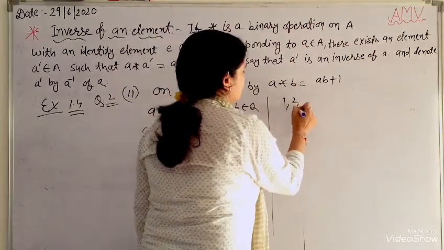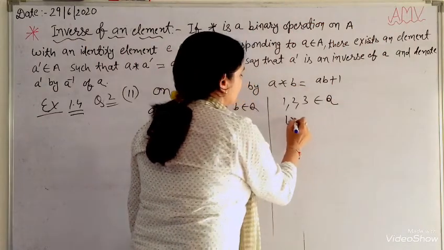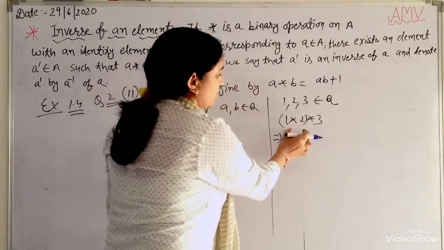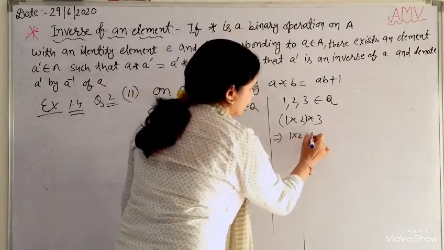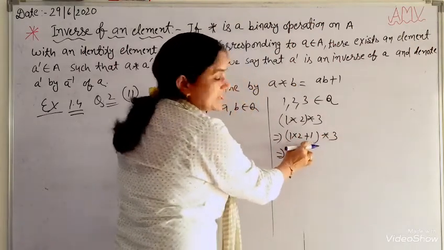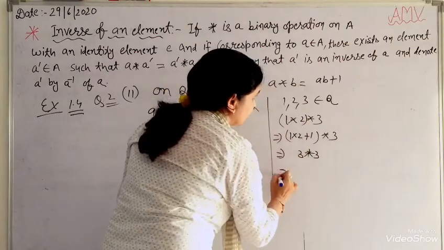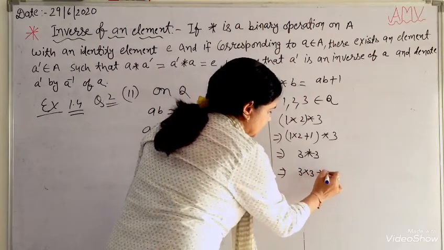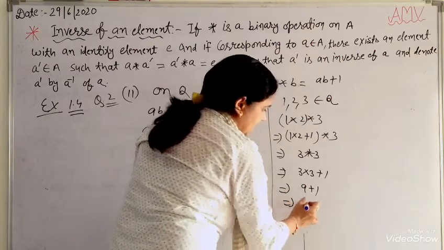Now for associative, take elements, students, and you can take any elements. I am taking 1, 2 and 3 belonging to Q. So (1 star 2) star 3. First, 1 star 2 is 1 into 2 plus 1, 3. We will get 2 plus 1, 3. 3 star 3: now multiply 3 into 3 plus 1. You will get 9 plus 1, it's 10.